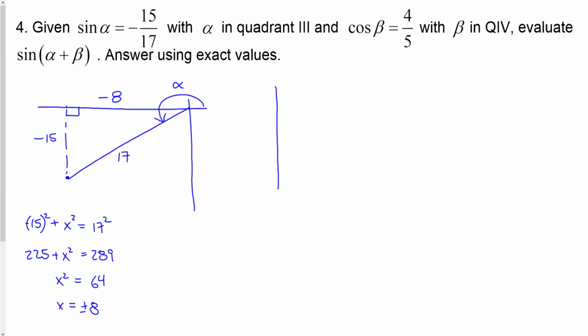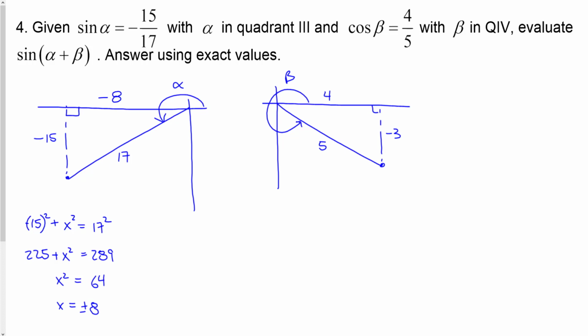Okay, beta is an angle in quadrant 4, so I'll draw that, make a reference triangle, and know the cosine of beta is 4/5. So the cosine is the adjacent over the hypotenuse, so this remaining side is going to be negative 3. And I know that because it's going to be a 3, 4, 5 triangle, and it's a negative 3 because in quadrant 4 the y's are negative.